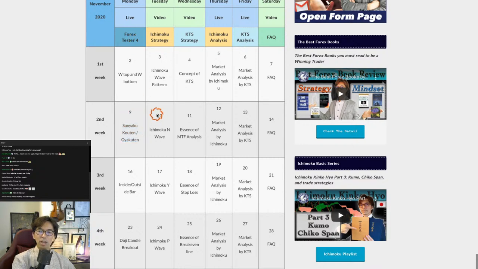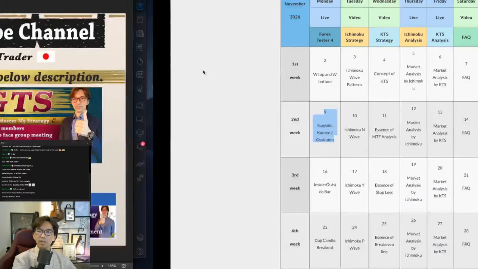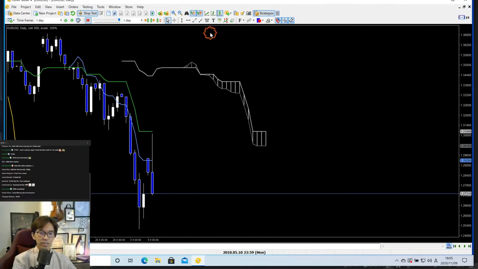And tomorrow I will talk about the Ichimoku end wave, and the day after I will talk about the essence of multiple time frame analysis, and so on. So let's focus on Sanyaku Kouten Gyakuten signals. First I will run the tester now. So here is Forex Tester 4.